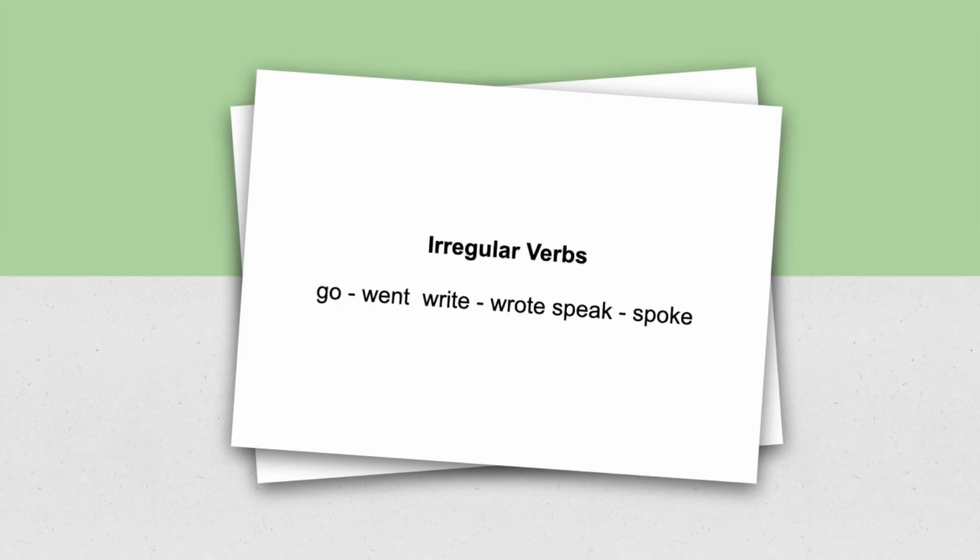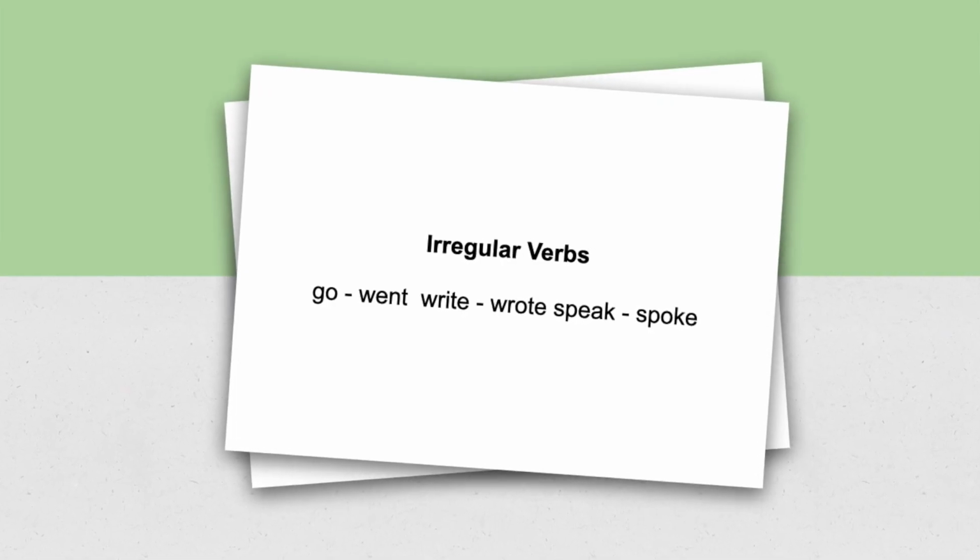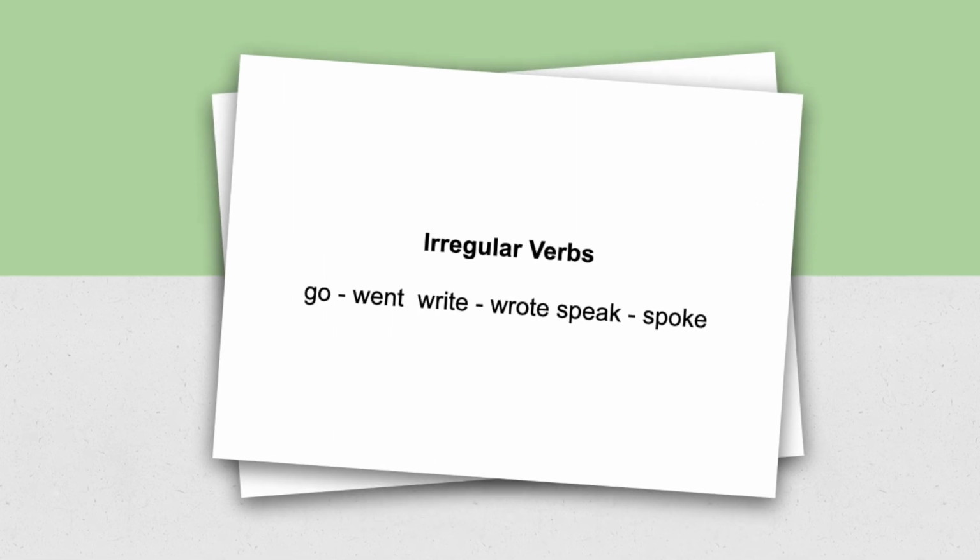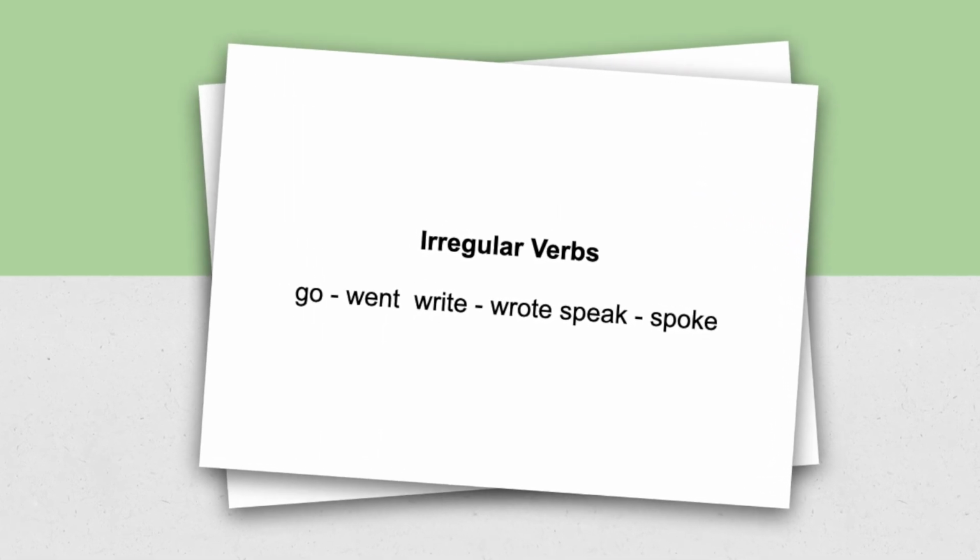And then we have the irregular verbs. Irregular verbs can change their form, or sometimes they do not change. It's important to have a list of irregular verbs at hand because you need to memorize their simple past form. Examples of these irregular verbs are go, went, write, wrote, speak, spoke.